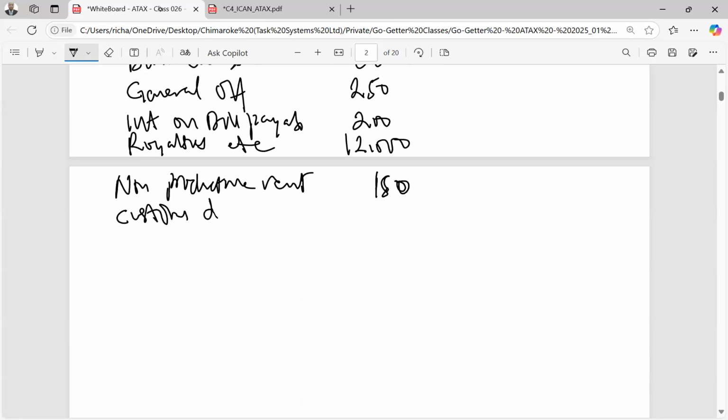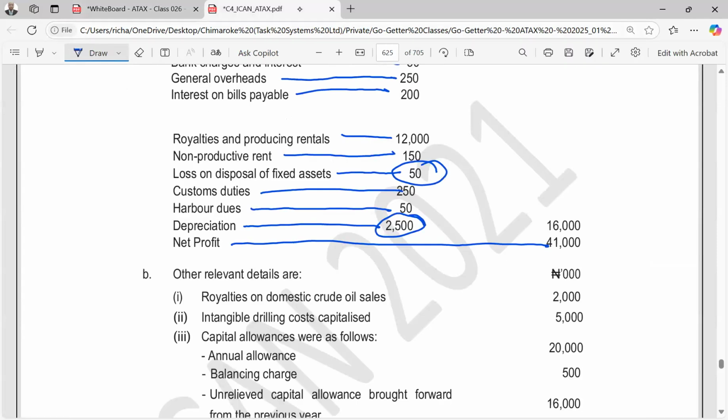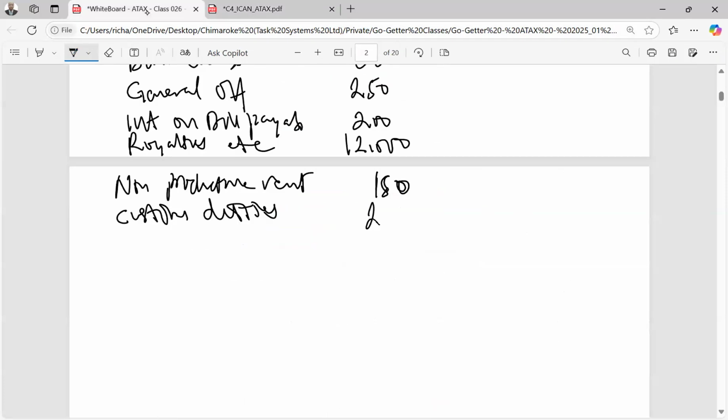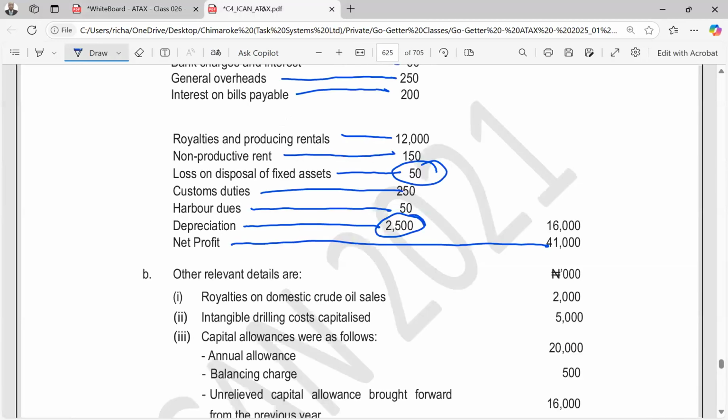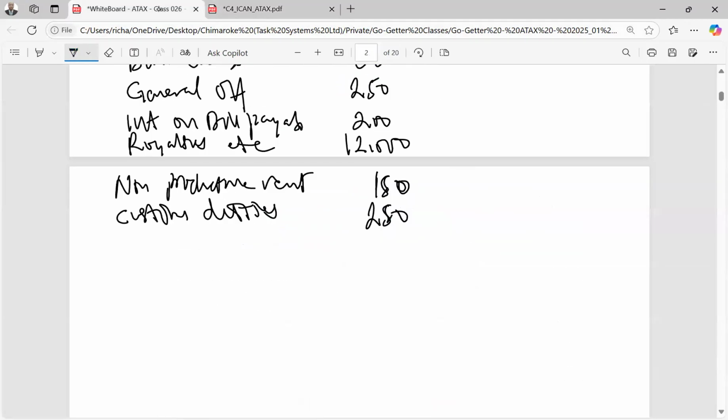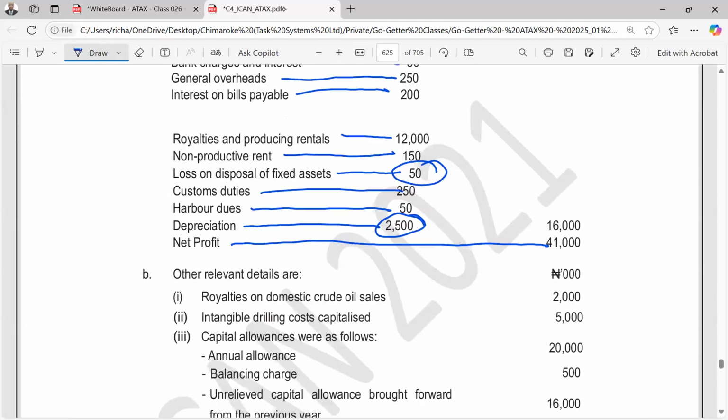Customs duties. How much is that? 250. The next one is harbor duties, 50.